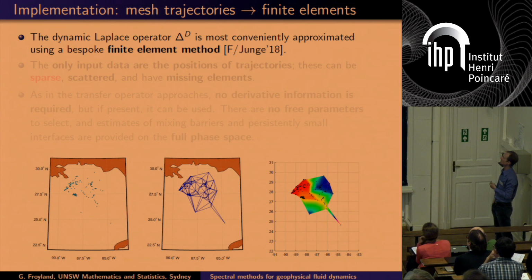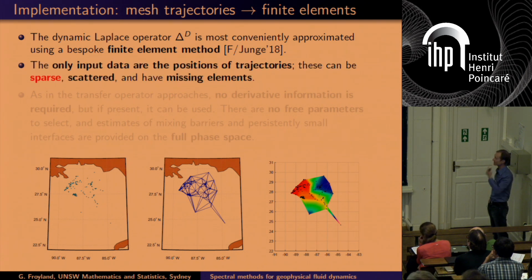isoperimetric theory case. And if you have a complicated manifold, the standard way that you would numerically approximate this is with finite elements. So this is what we do. We make a special finite element approach for our dynamical setting. And the only data we need are positions of trajectories. So what we have in mind is that you have trajectory data, and that's it.